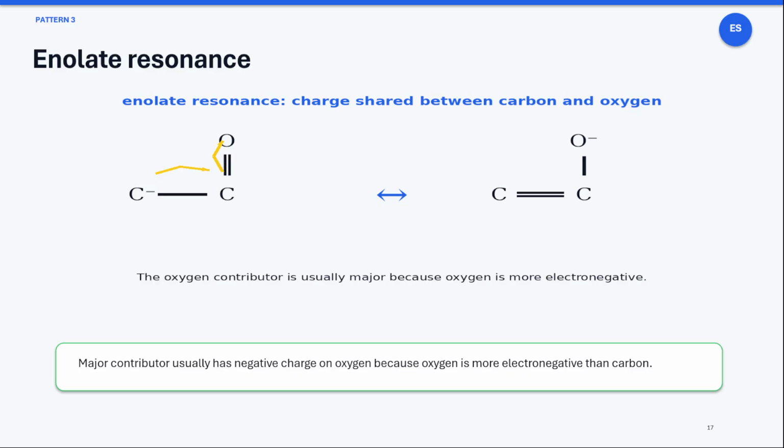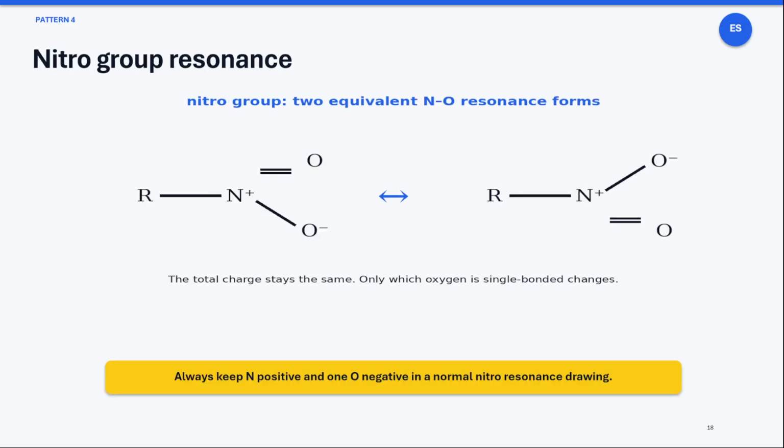The oxygen contributor is usually the major contributor because oxygen is more electronegative than carbon. Oxygen is better at holding negative charge. Slide 18. Now the nitro group.